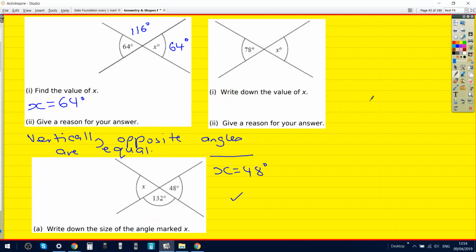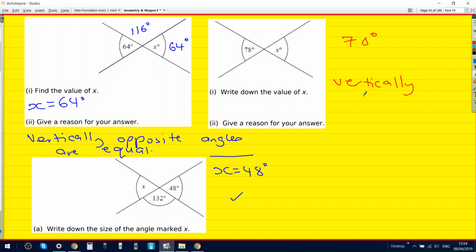How would you do top right? Top right. 78 because it's vertical. I mean, it's what's the word? Opposite angles. Yeah. But the same. That's it. Vertically opposite angles are the same.